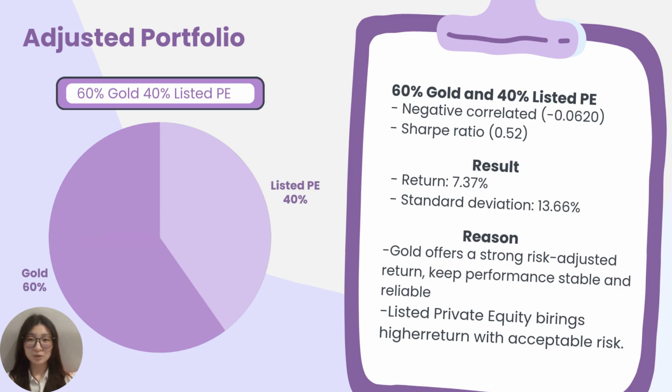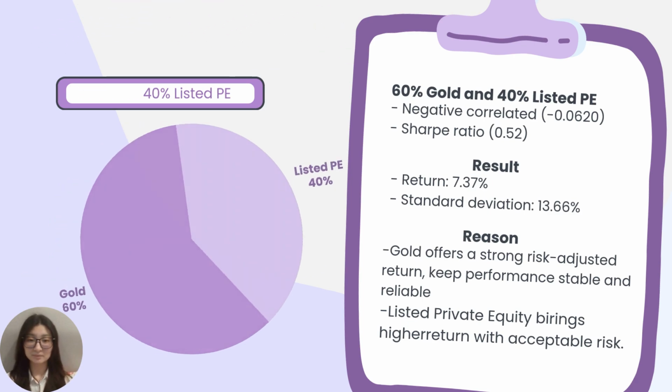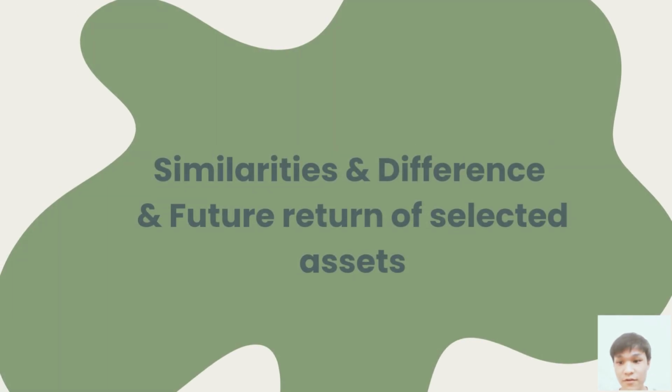Since we have all introduced our portfolios, let's vote on the best one, and we will review the result later. Also, have you noticed any similarities among our portfolios? I have realized that both of us allocate 60% gold to our portfolios.